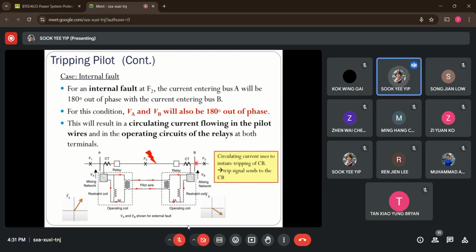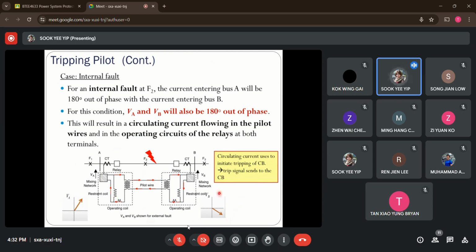So the measured currents at terminal A as well as terminal B will be out of phase by 180 degrees. With the fact that the phase angle of the voltage depends on the measured current, the voltages at both ends will also be out of phase by 180 degrees. This can be clearly seen if you look at this waveform here. This is terminal A, this is terminal B. The measured current feeds into the mixing network, so it will generate the voltage value. This is at the A side, this is at the B side. You can see they are out of phase by 180 degrees.